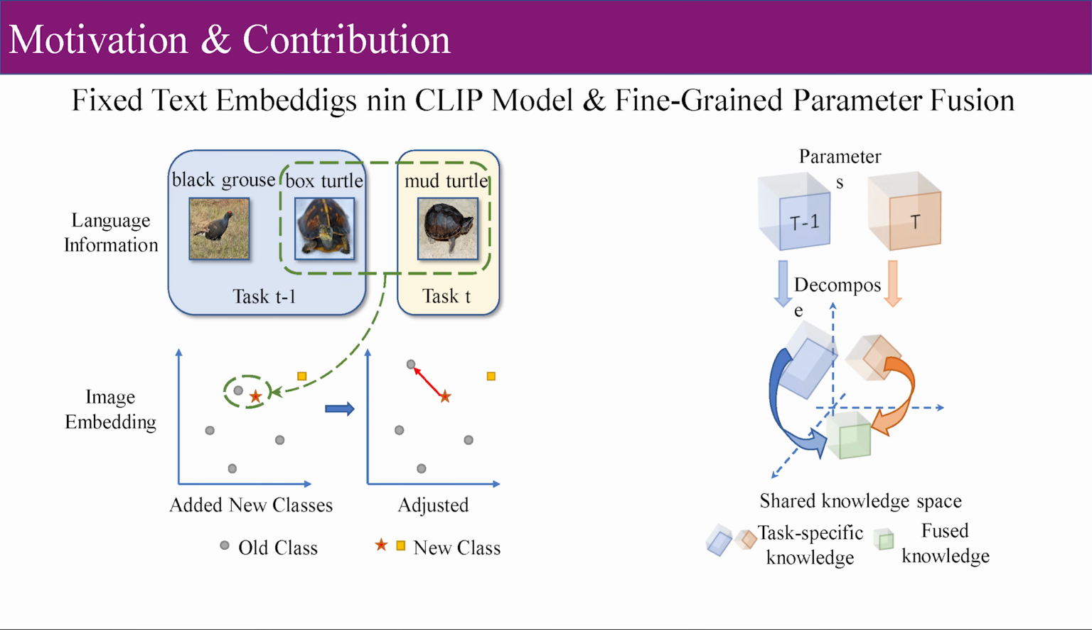Our motivation has two parts. First, the CLIP model uses fixed text embeddings for classification. Besides serving as classifiers, these embeddings can provide additional information during training to mitigate forgetting. Second, parameters trained for each task can be finely fused to avoid an increase in parameter count and to retain both old and new knowledge.